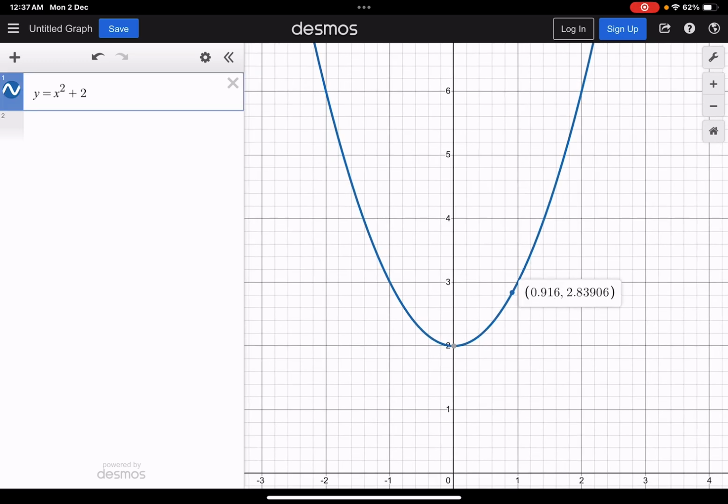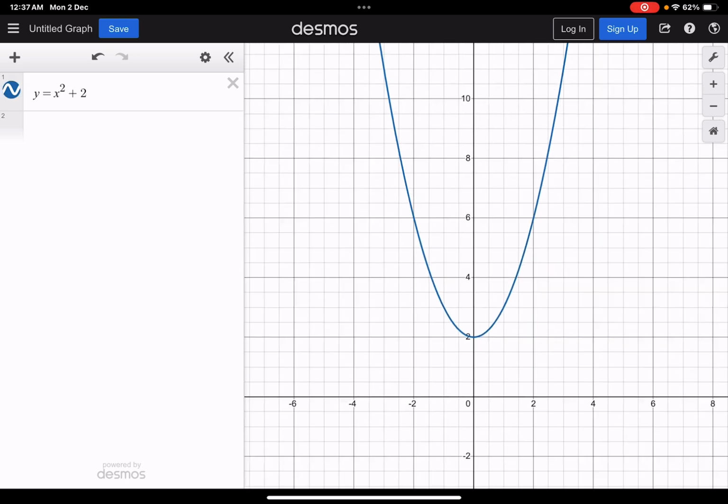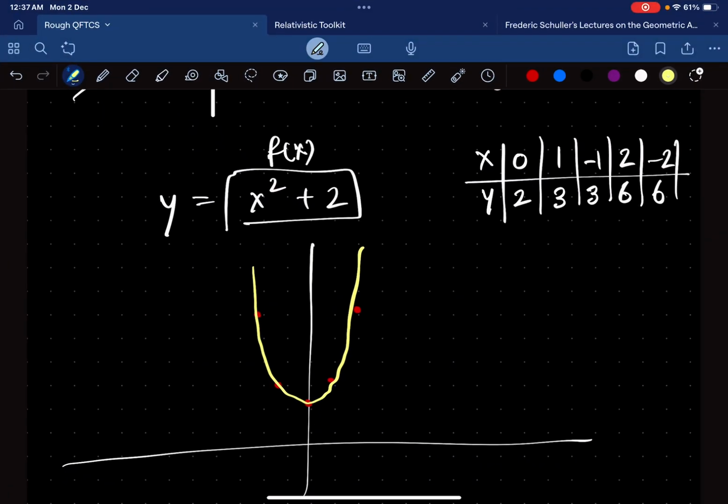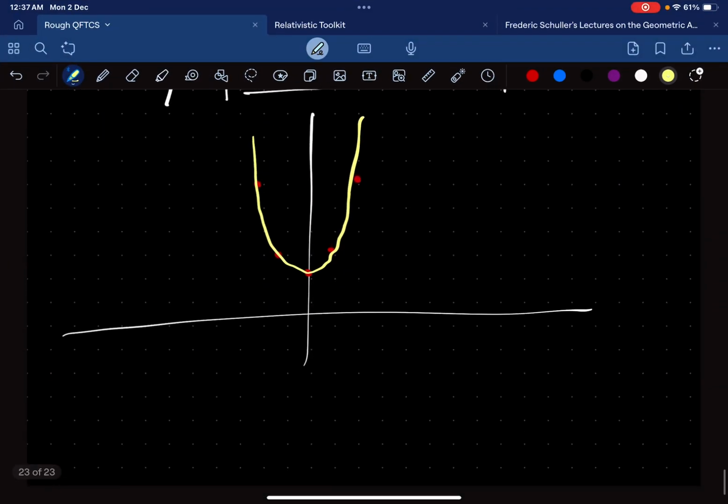Oh, here it is. You can see that it's 1 comma 3 almost. Okay, 1 comma 3. So all the points you can see here. Also, let's draw some other functions as well.